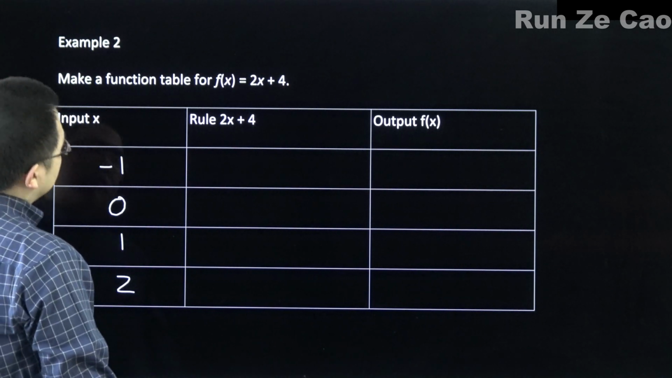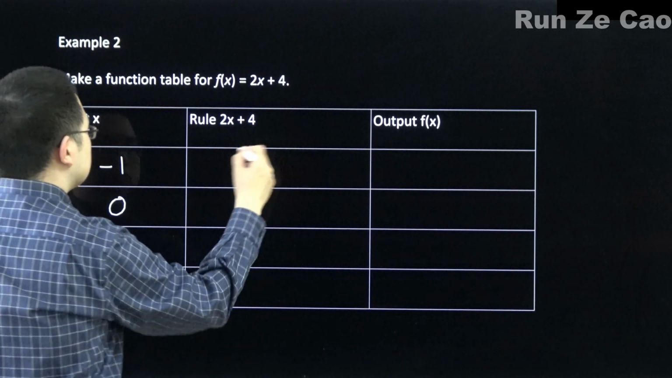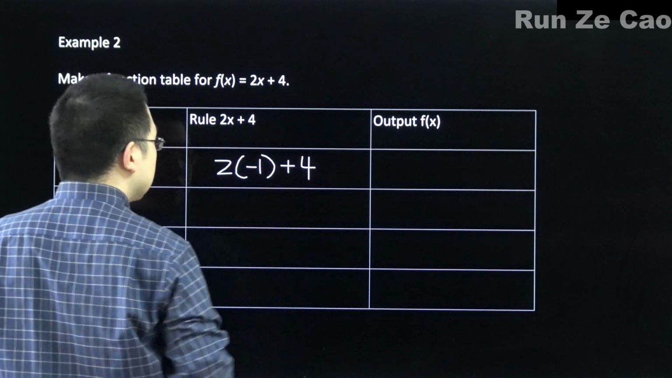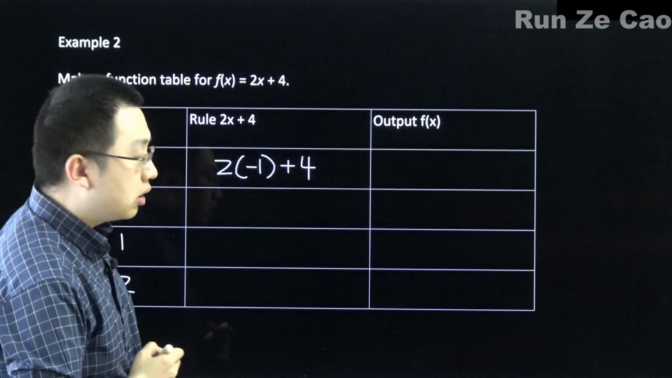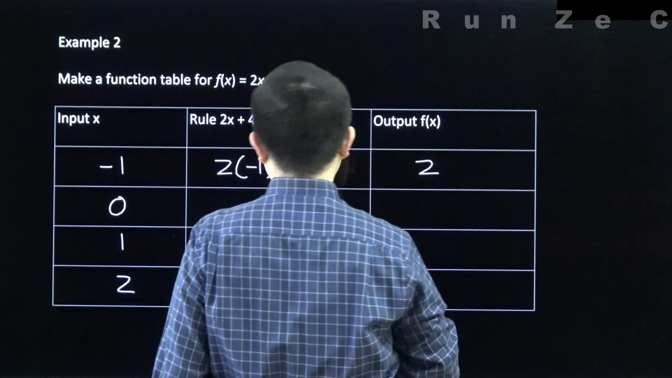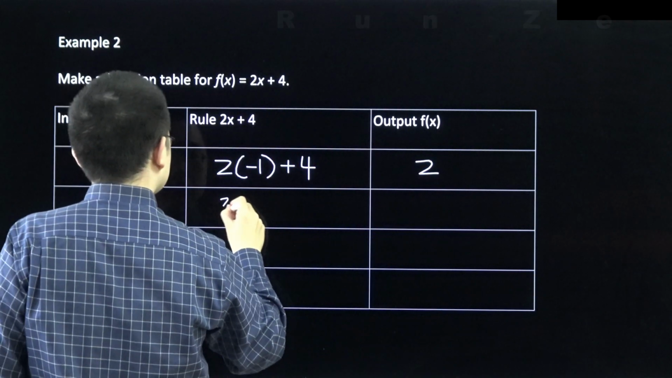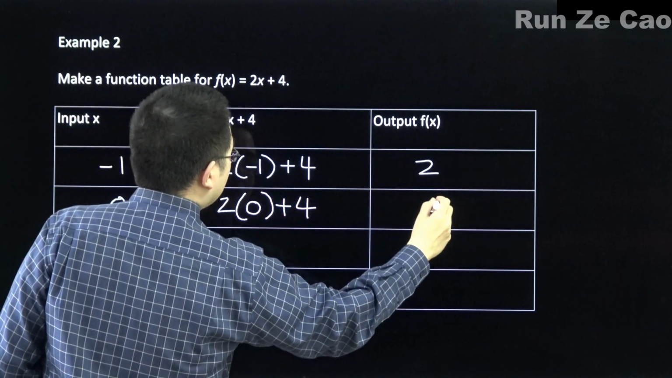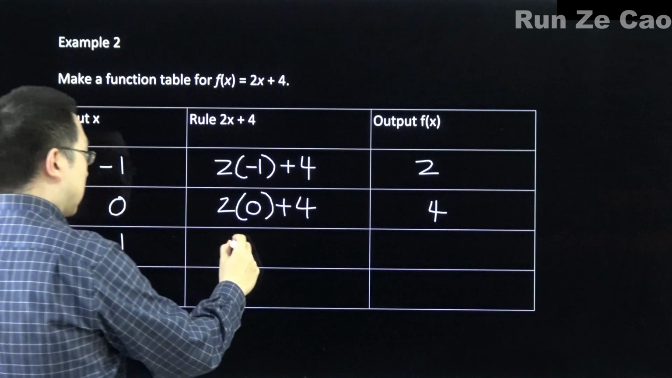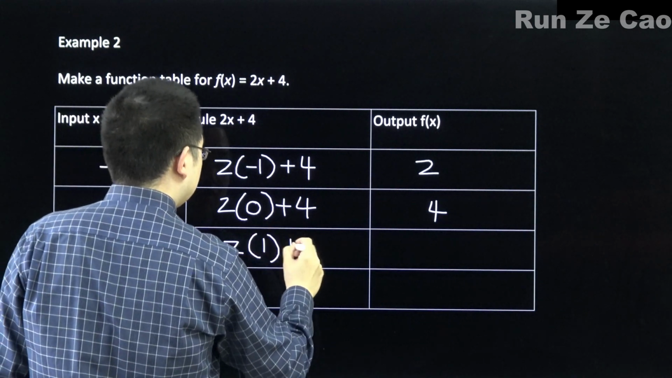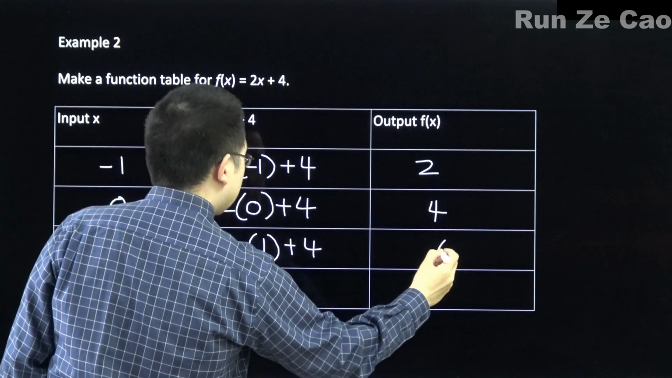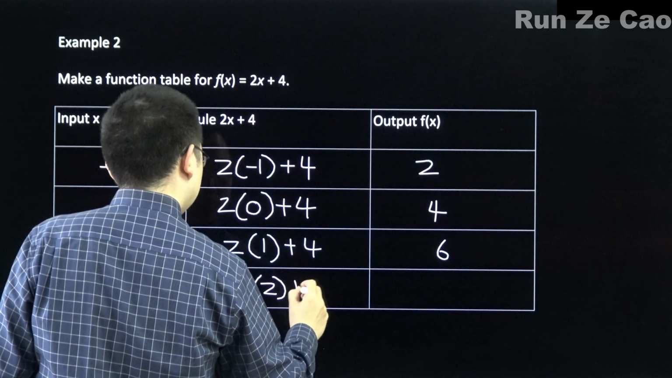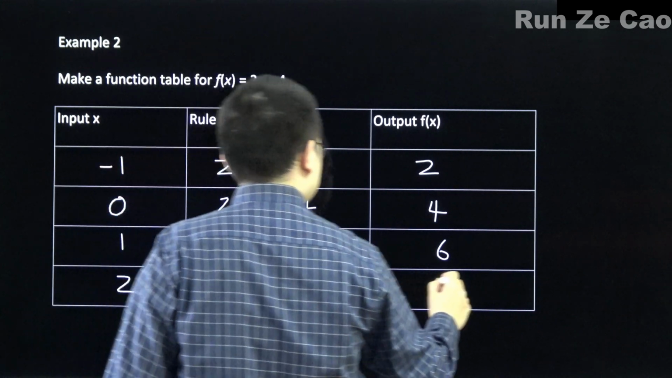Rule 2x plus 4. Okay, so 2 times negative 1 plus 4 is going to be equal to 2. 2 times 0 plus 4 is going to be 4. And 2 times 1 plus 4 is going to be 6. 2 times 2 plus 4 is going to be 8.